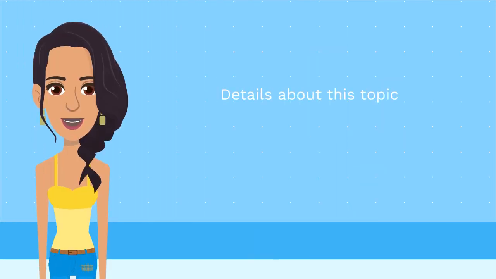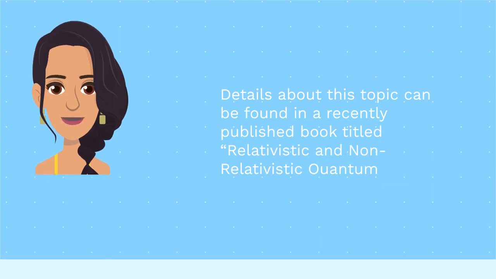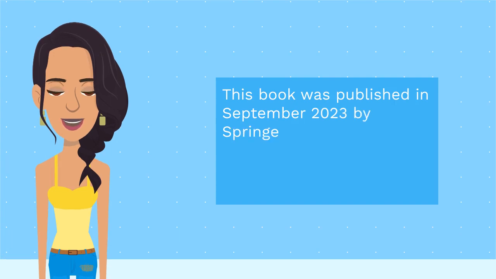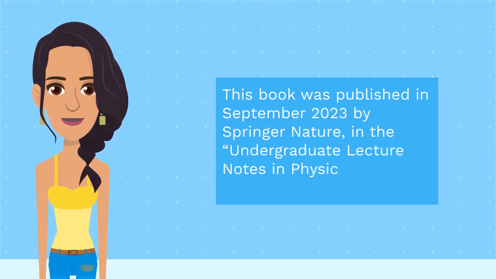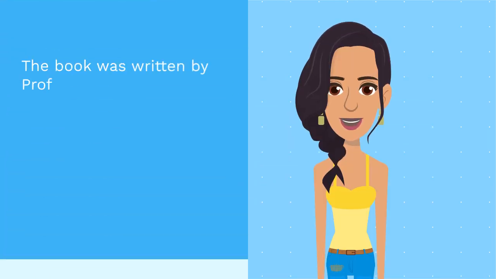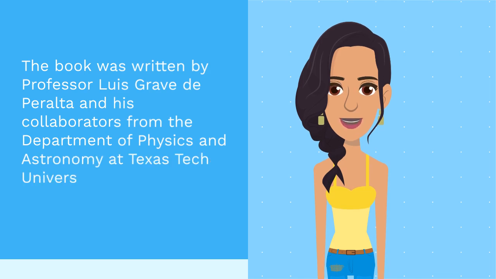Details about this topic can be found in a recently published book titled Relativistic and Non-Relativistic Quantum Mechanics, Both at Once. This book was published in September 2023 by Springer Nature, in the Undergraduate Lecture Notes in Physics book series. The book was written by Professor Luis Breve de Peralta and his collaborators from the Department of Physics and Astronomy at Texas Tech University, Lubbock, Texas, USA.